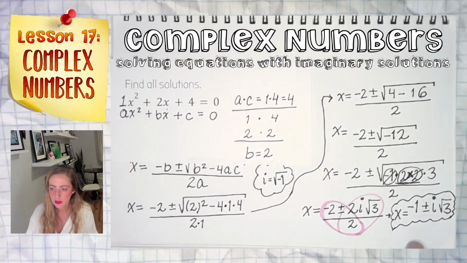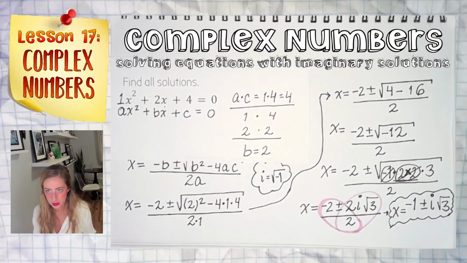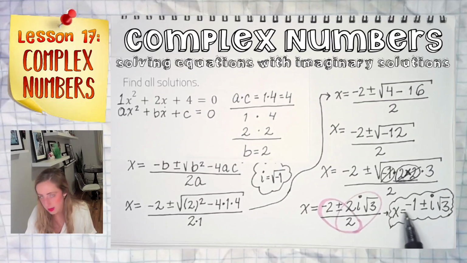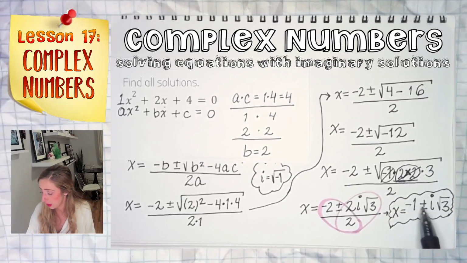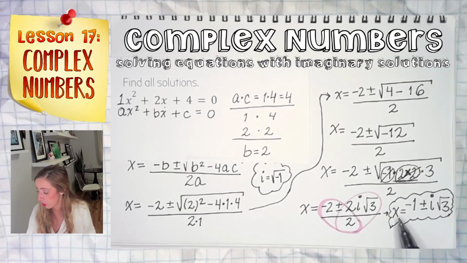So here we have found 2 answers. They are 2 imaginary or complex solutions. The imaginary component is the i radical 3, and the real part of it is the -1. If you remember talking about it, the proper form of a complex number is a plus bi. So a is -1, and the bi, well, there's 2 answers here. -1 plus i square root 3 and -1 minus i square root 3.